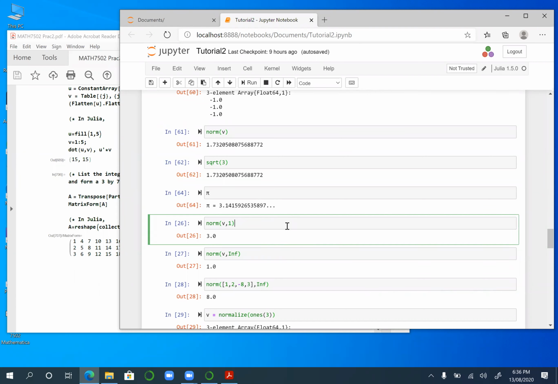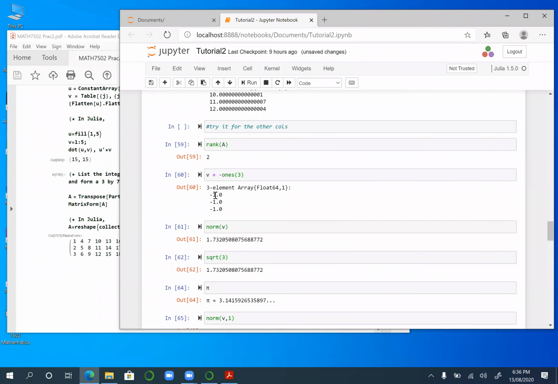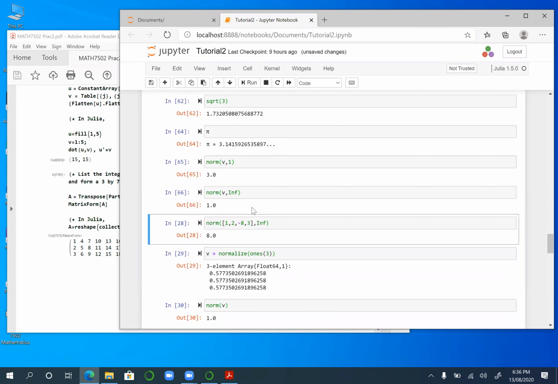Okay, anyway, norm v comma 1. So this is the L1 norm. So that is just the sum of the absolute values of the entries of the vector, okay? So in other words, since we have -1s in our entries, this would be +1, +1, +1, we get 3. Okay, great. Now there's an infinite norm too. So that is the maximum absolute value of the entries. Okay, so not surprisingly, we get 1 for that.